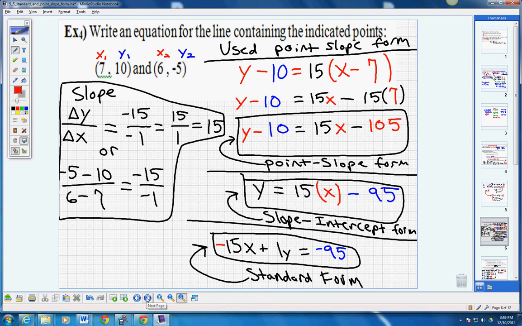I will be more specific on tests and quizzes, but understand the first thing I had to do was find the slope, and then I had to go through some basic algebraic operations to get to point-slope form. Add 10 to each side, and I get slope-intercept form, and then I solve for the constant in order to get the standard form.